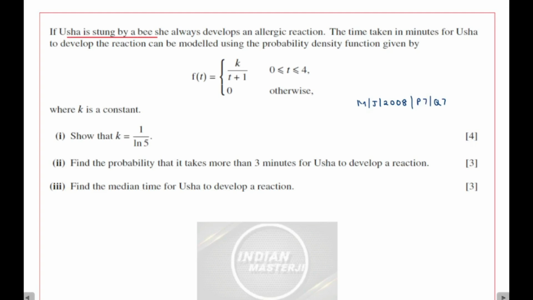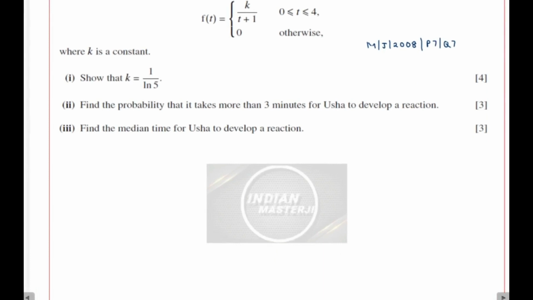If Usha is stung by a bee, she always develops an allergic reaction. The time taken in minutes for Usha to develop the reaction can be modeled using the probability density function given by f of t is equal to k upon t plus 1 when t is varying from 0 to 4, and f of t is equal to 0 otherwise, where k is some constant. They are saying show that k is equal to 1 upon ln of 5. Let's try to show this.